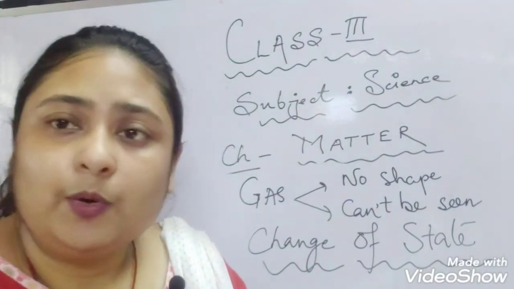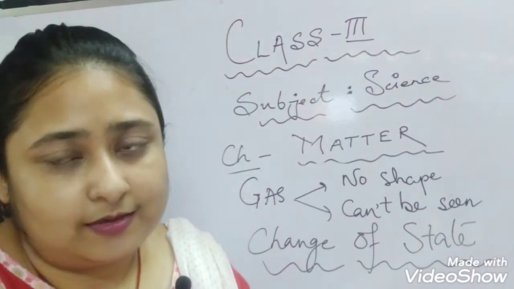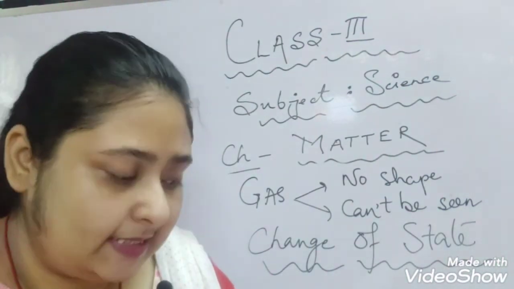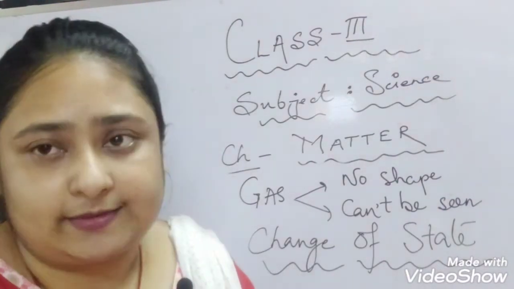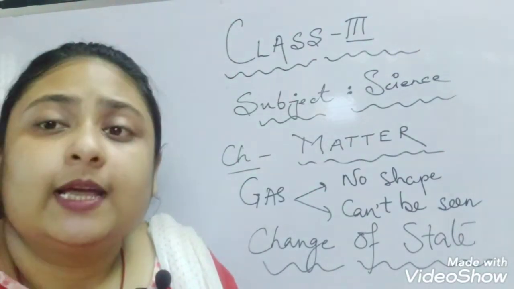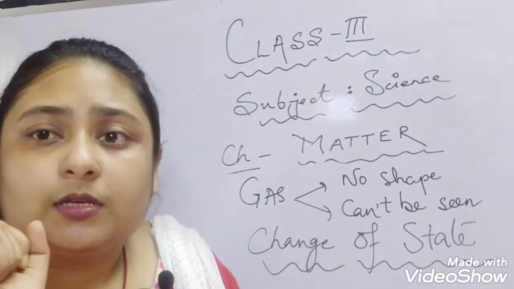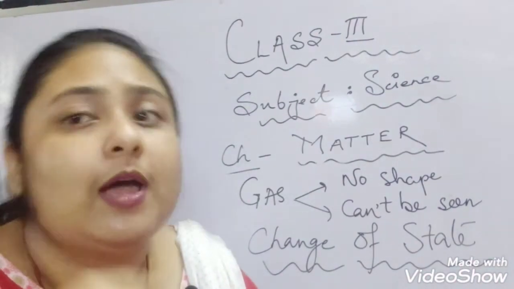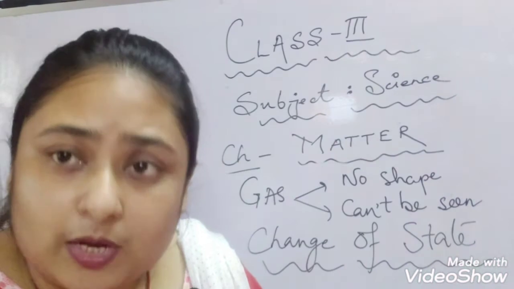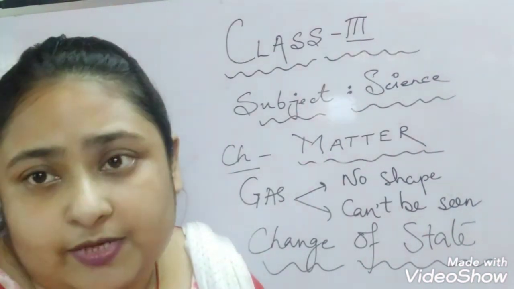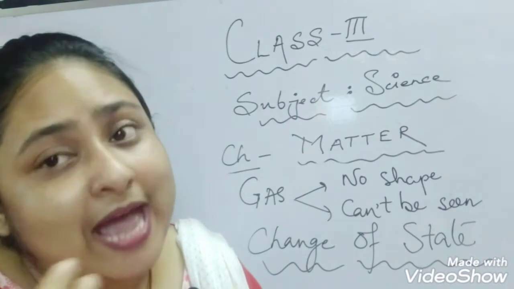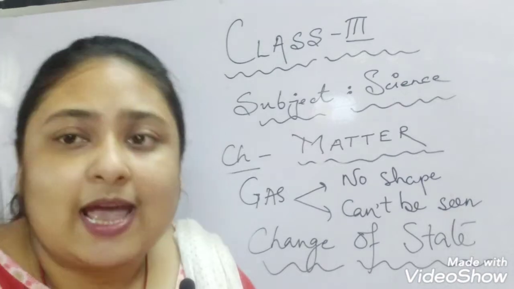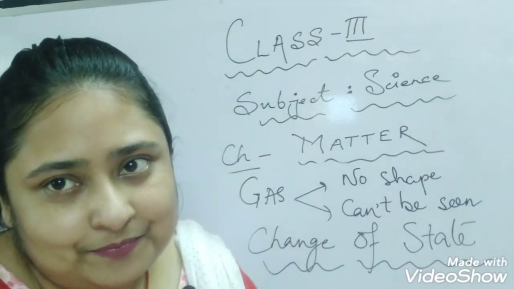Now children, I hope the three states of matter are clear to all of you. Our next topic is change of state. So children, these three states of matter can change from one form to another. The solids can be converted into liquid, the liquids can be converted into gases, and gases again can be converted into liquids and then to solids.